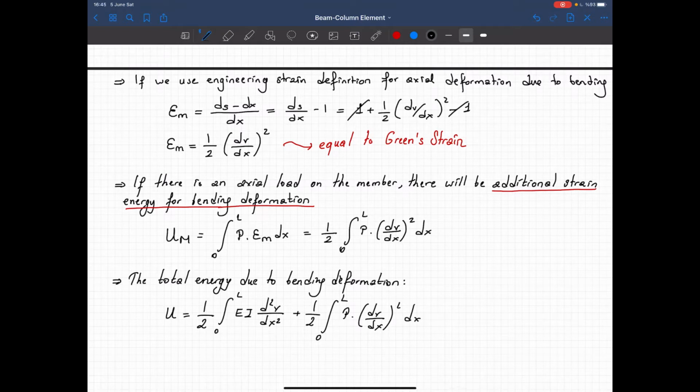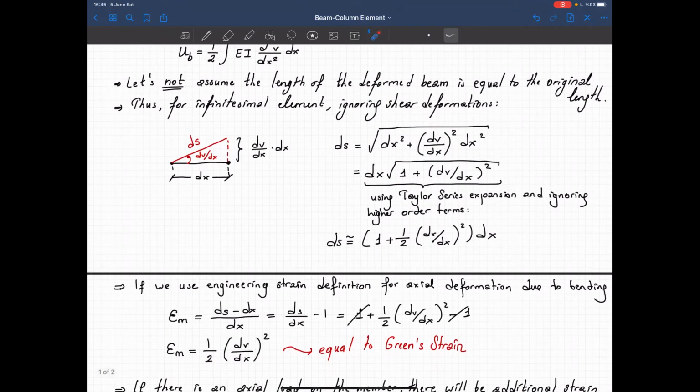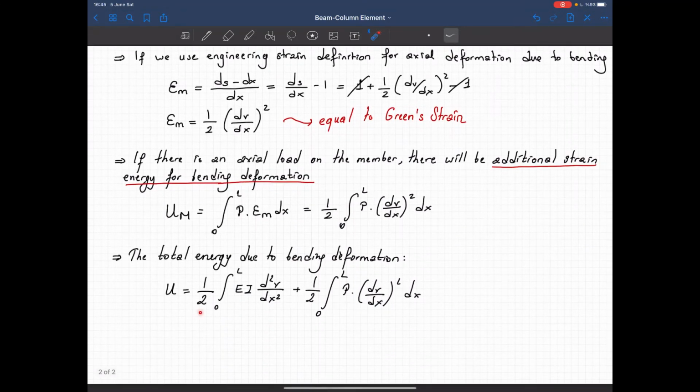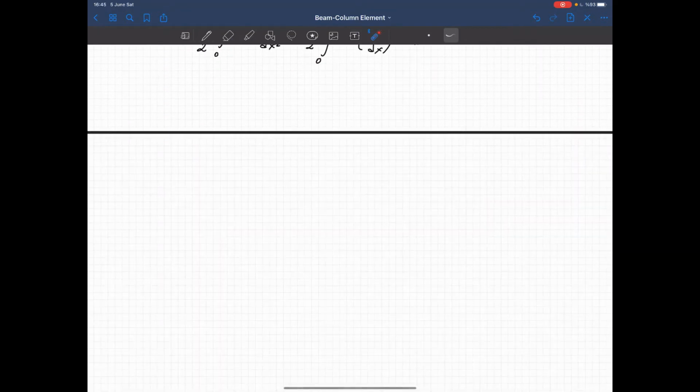Now we have an additional term here, okay? This additional term is because of considering the length change due to bending deformation. We know how to obtain the stiffness matrix for the first part of the equation. Now I want to focus on this part because we know that this will give me another stiffness matrix. So let's take a look at that. Let's do the finite element formulation.